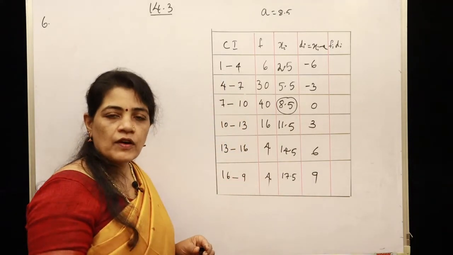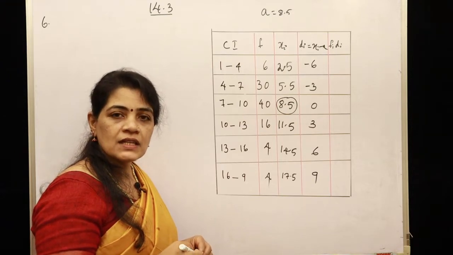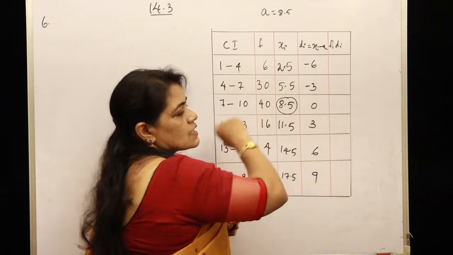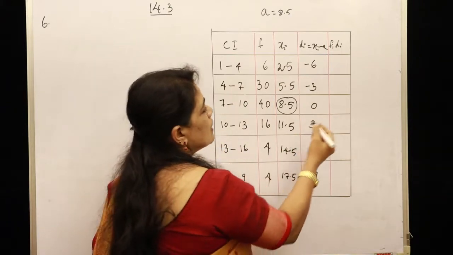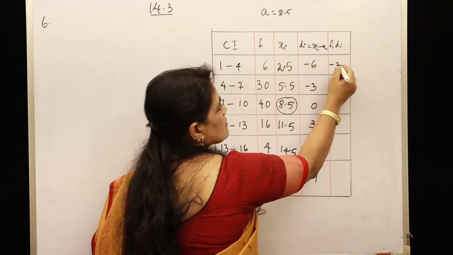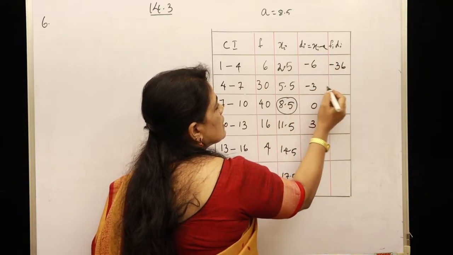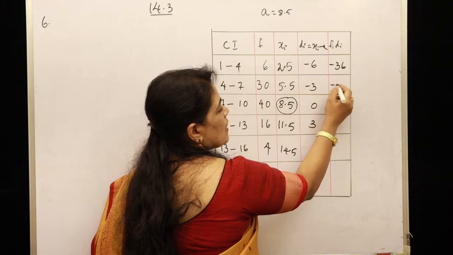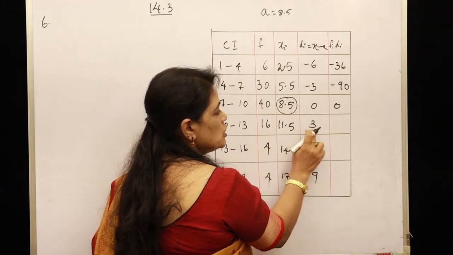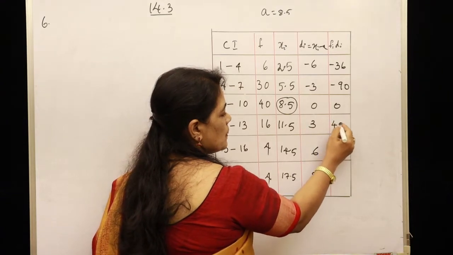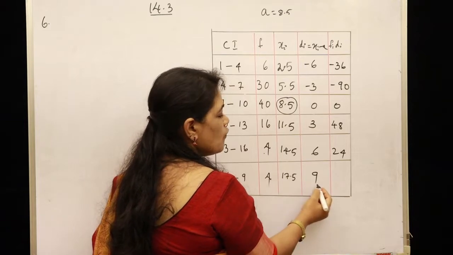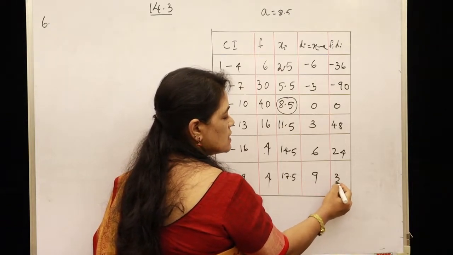Now we can find the fi di column, that is the last column, the product of fi with its corresponding di. Here again comes 0, 14 into 0. So negative 36. Here it comes 30 into minus 3, minus 90. Here positive 16 into 3 is 48. 4 sixes are 24. Here 4 into 9 is 36.